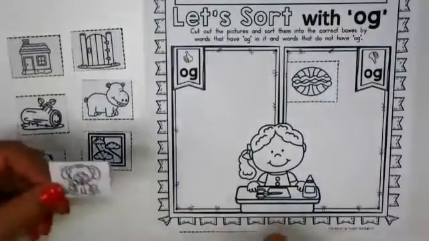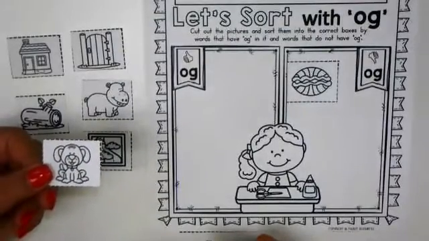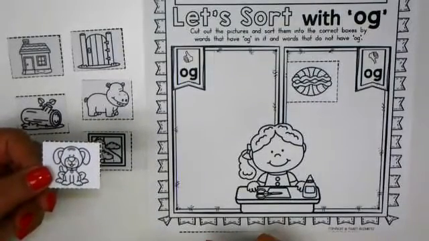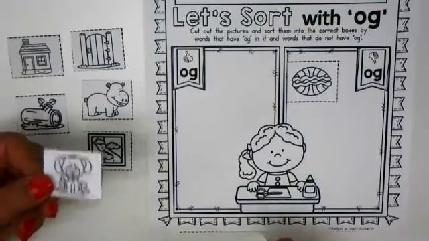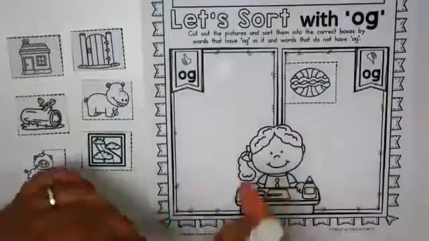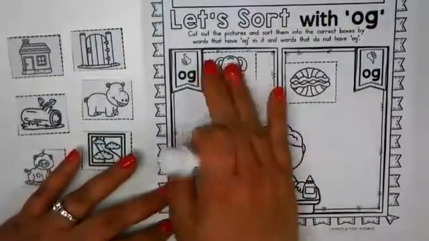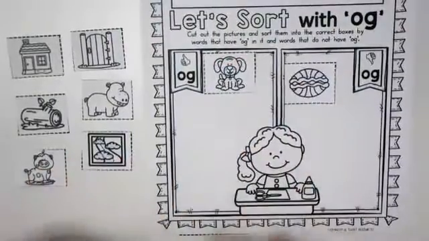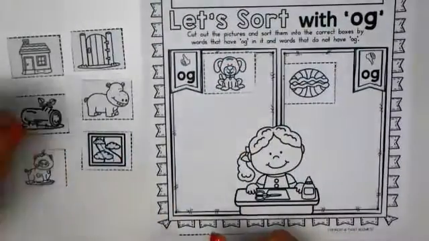Here's our next picture. Dog. Does dog have the OG sound in it? D-og. Yes, I hear the OG sound in the word dog. There we go. It goes on the left side, thumbs up, because it has the OG sound in it.